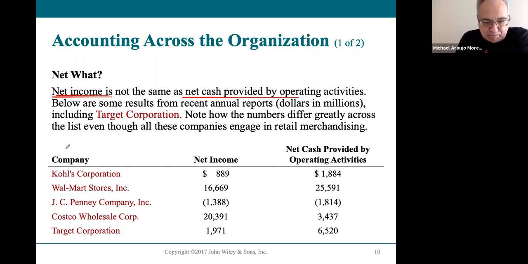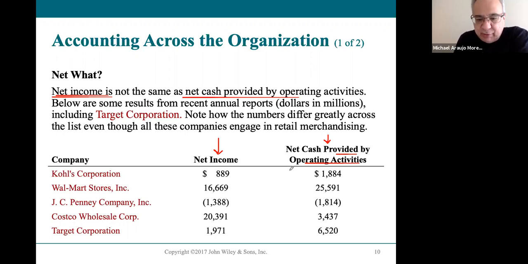Here's some examples of companies that show their net income and the net cash that's been provided by the operating activities. Now, since most operating activities revolve around the income statement, you might ask, why aren't they the same?